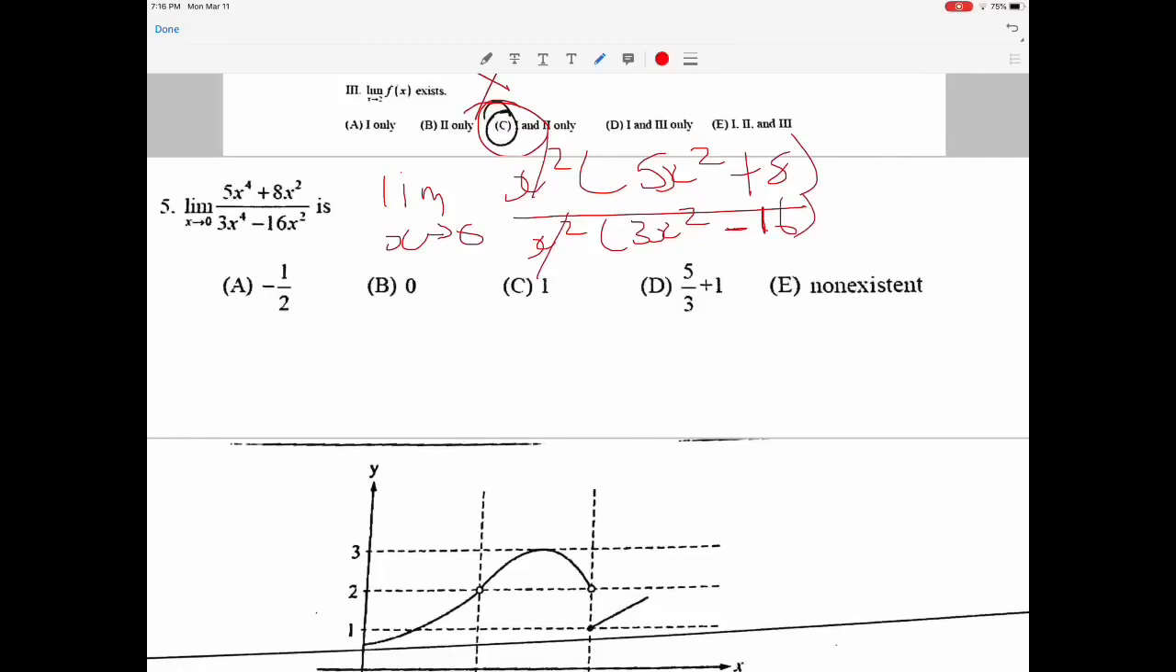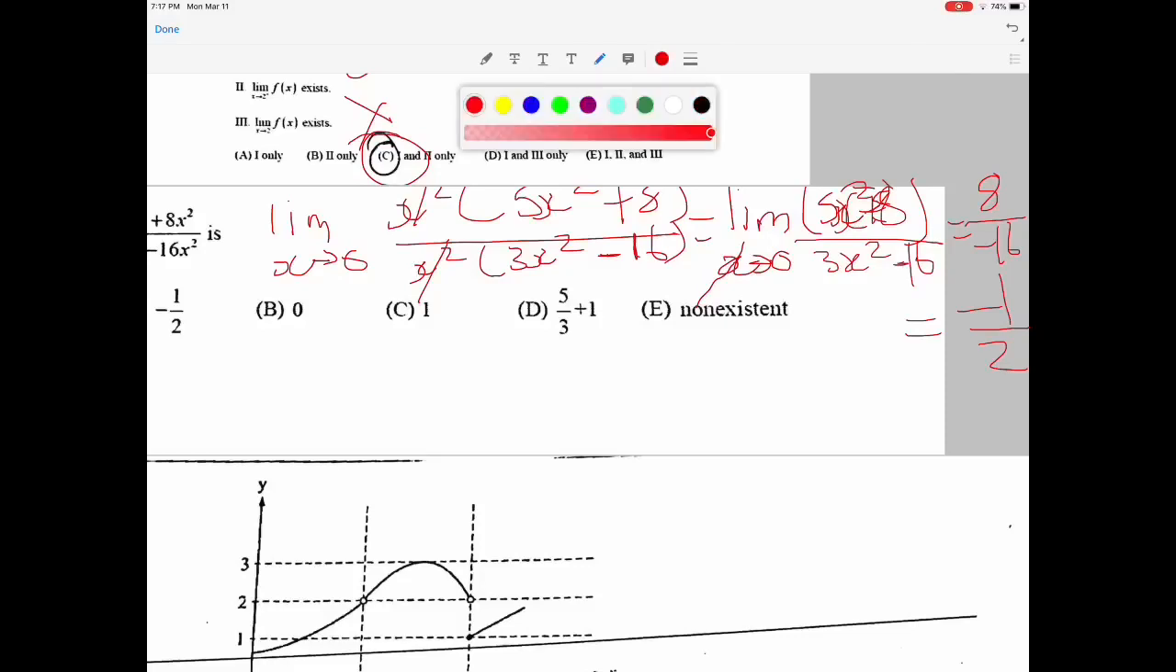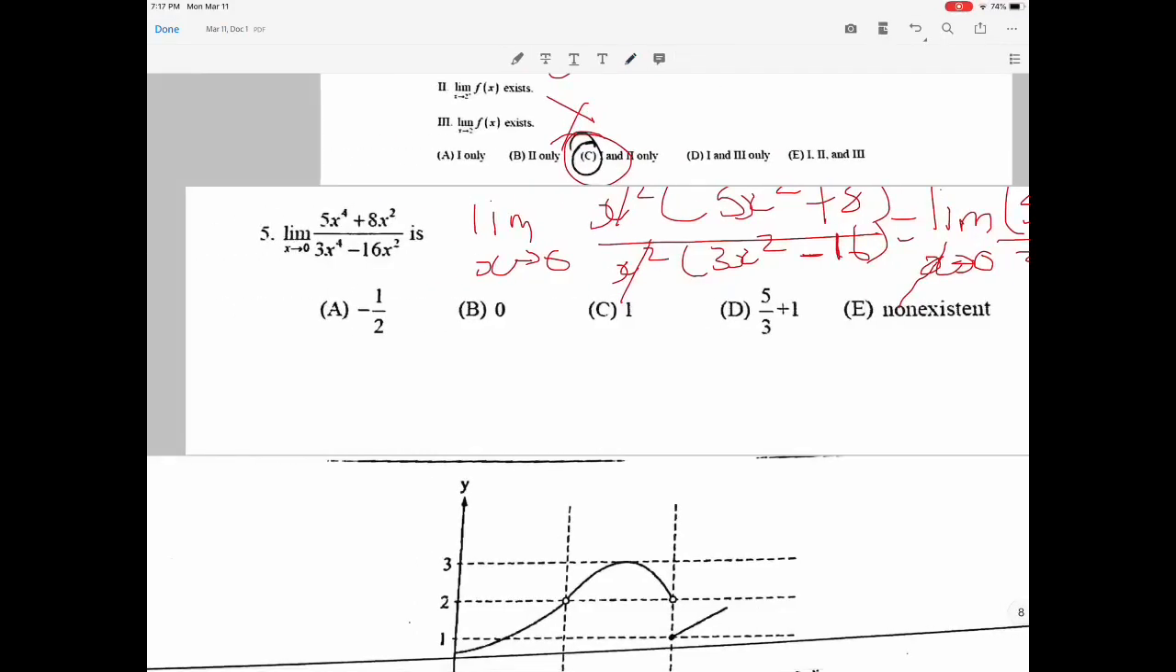So x squared gets cancelled, equal to limit as x approaches 0 of 5x squared plus 8 over 3x squared minus 16. Now we substitute 0. Here we get 8 over minus 16, which is equal to minus half. So the answer would be A.